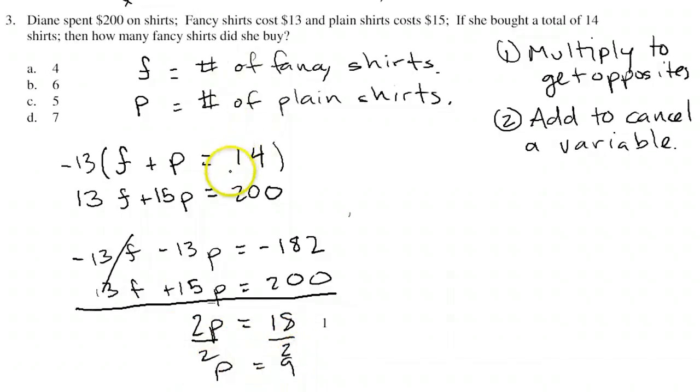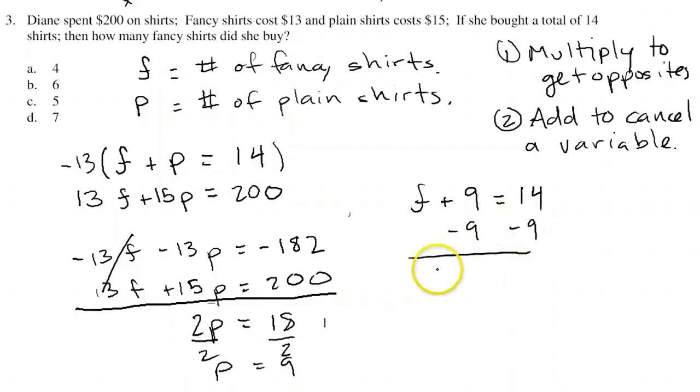However, what's the question asking for? It's asking for how many fancy shirts we have. What we just found was how many plain shirts we have. So in order to find the fancy, we can substitute that information into one of our equations, and we'll find the other one. So I know f plus p is 14. But since p is 9, we'll put in a 9 there. Substitute that in, and now if I subtract 9 on both sides, we get our number of fancy shirts, which is 5. And that's our answer. So the answer is C.